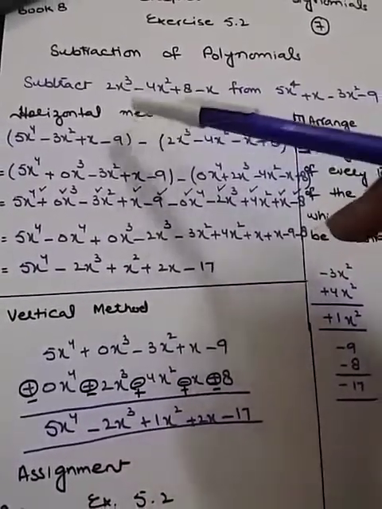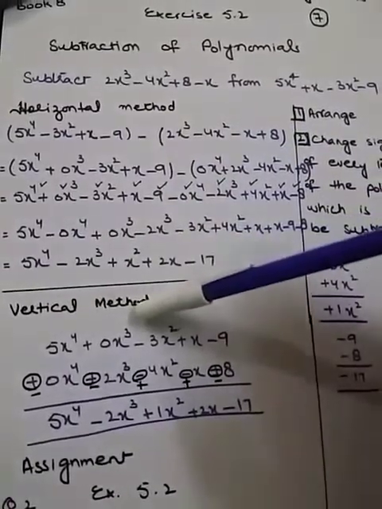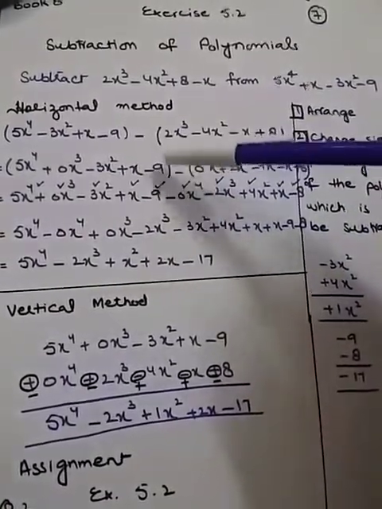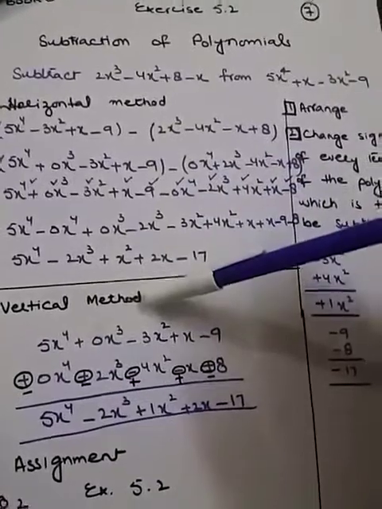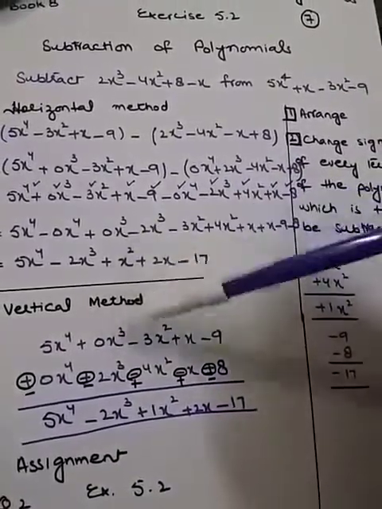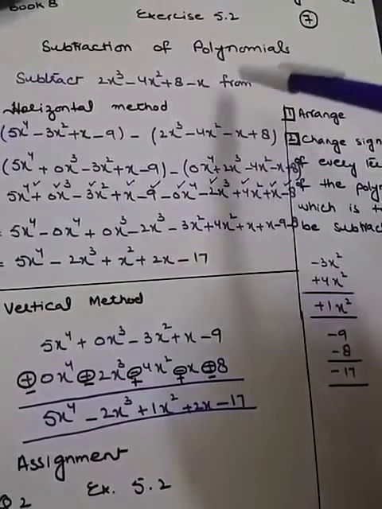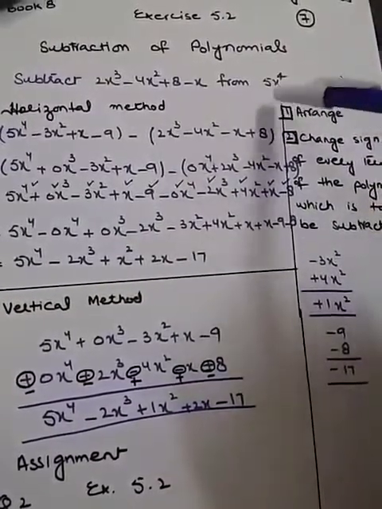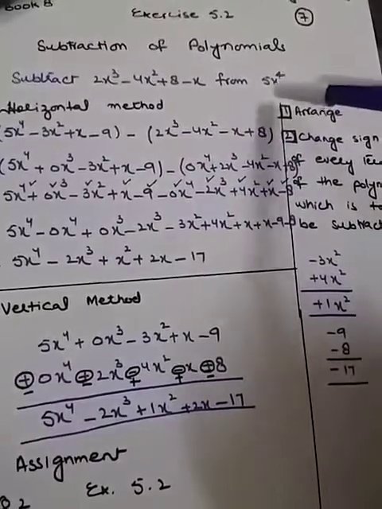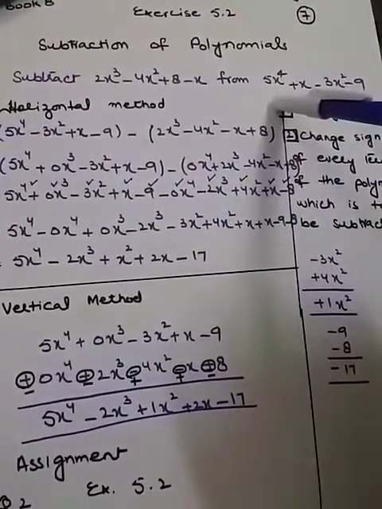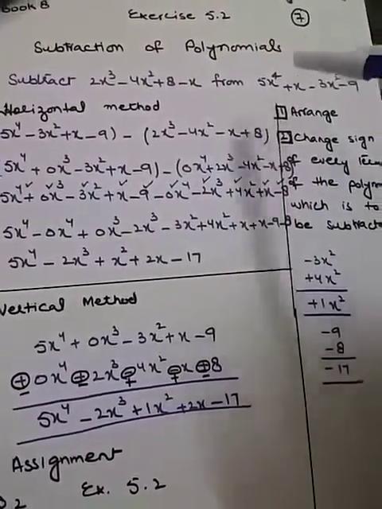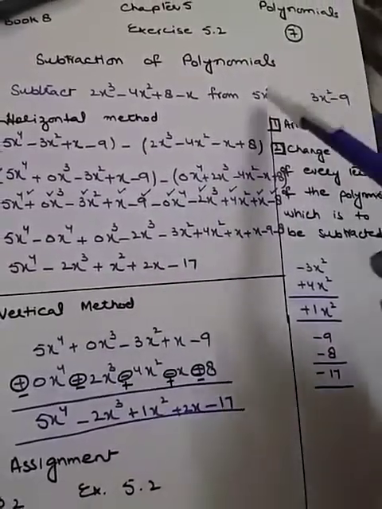Okay, there are two methods to solve this question. You can use the horizontal method or the vertical method. So first I am going to use the horizontal method and then the vertical method. You can use any one, okay? Now, after deciding which expression you will write first, you have to arrange them in descending order. Okay? You have to arrange in descending order.